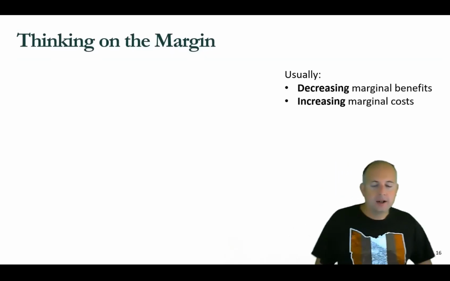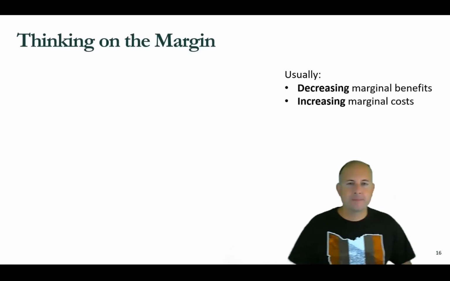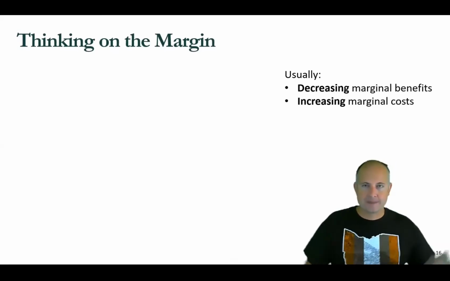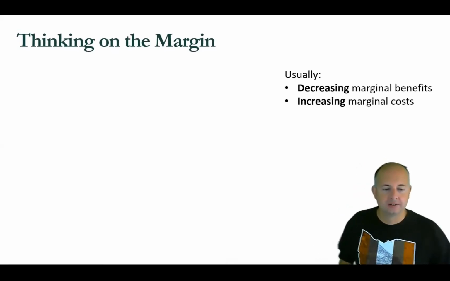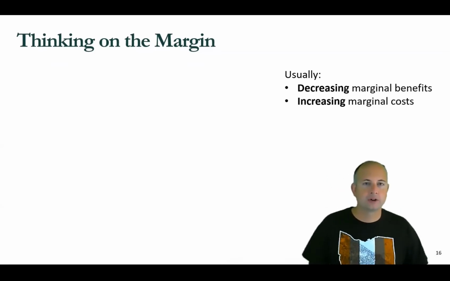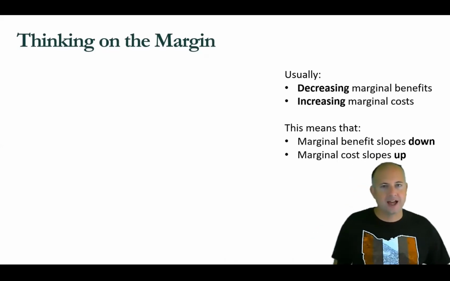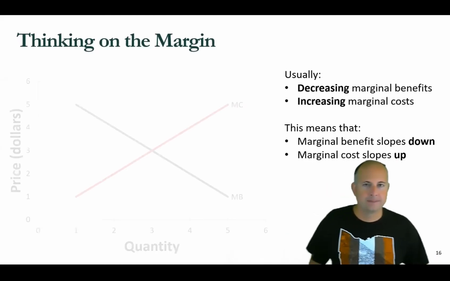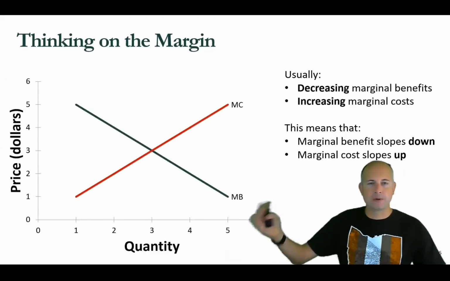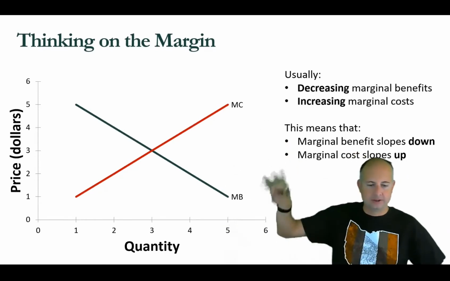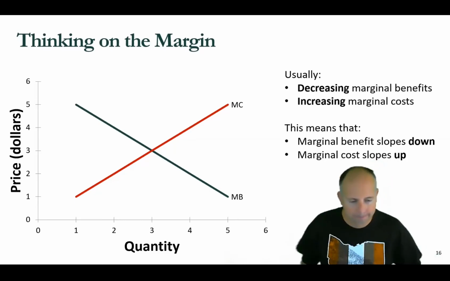So now let's think about this more broadly, more broadly than just this idea of how big am I going to make my house. Usually, we have decreasing marginal benefits and increasing marginal costs. This means that marginal benefit slopes down and marginal cost slopes up. So let's see what that looks like. This is just taking the graph we saw before and stretching it out a little so it's easier to see the slopes of everything.